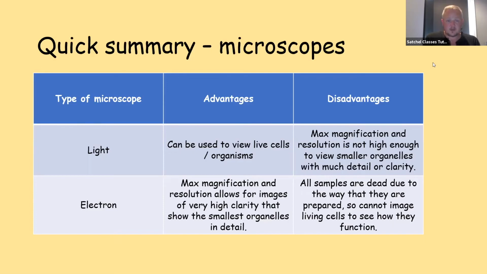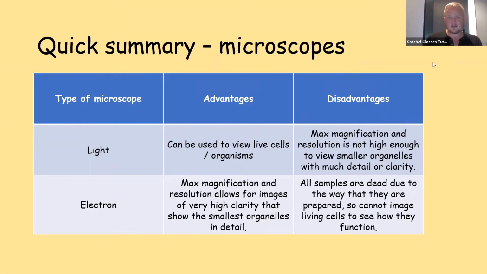The electron microscope has the advantage of having everything right with it that's wrong with the light microscope. Its maximum magnification is much higher, and its resolution is so much better that it allows for images of very high clarity that show the smallest organelles in detail. Its major disadvantage is that we can't use it to view live cells. All the samples are dead because of the way they're prepared, so we can't use it to image living cells to see how they function.